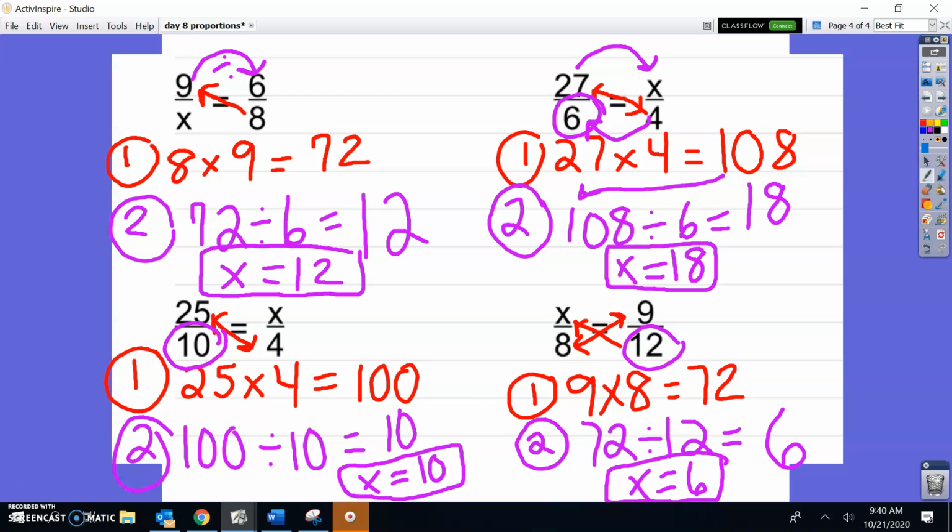And that's how you solve proportions with missing values. So we're going to continue practicing with this in class. If you have questions about it, please ask me. If this makes sense to you, awesome. We're going to keep building upon this and practicing more and more before we move on to our next topic.